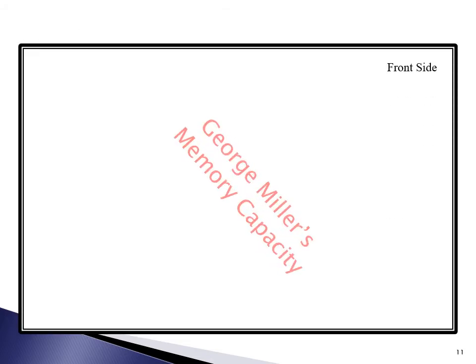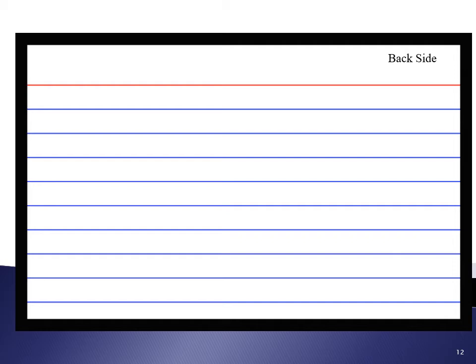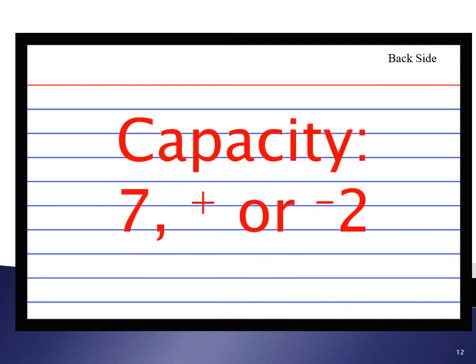All right, on this note card, we're going to write George Miller's memory capacity. And again, everything on the note cards is on the test, so it's a good idea to really get these things down. On the back side, you're going to write the capacity is 7 plus or minus 2. So again, that's 5 to 9 things.